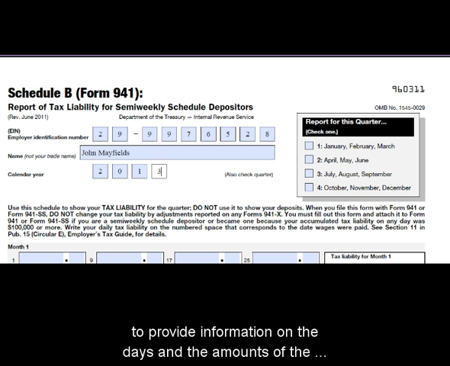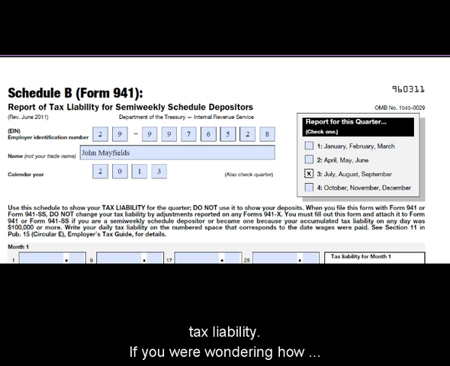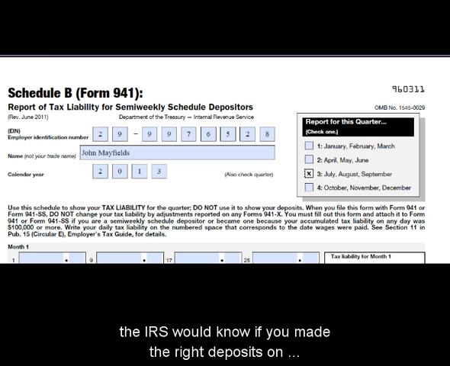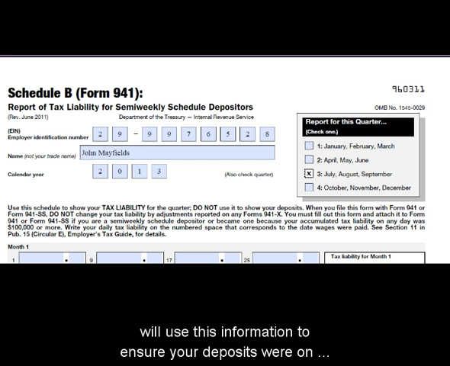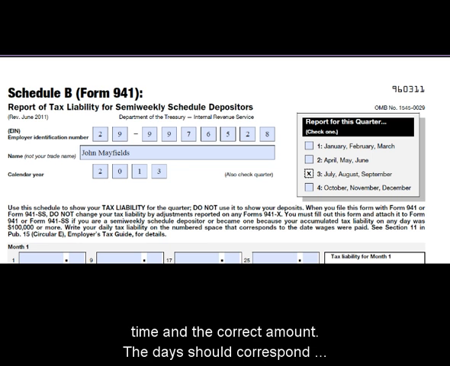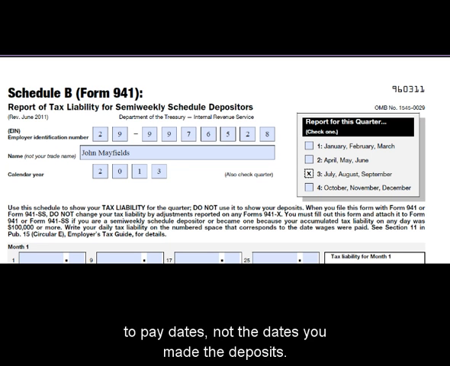The purpose of Schedule B is to provide information on the days and the amounts of the tax liability. If you are wondering how the IRS would know if you made the right deposits on time, this is where you would report the pay dates, and they will use this information to ensure your deposits were on time and the correct amount. The days should correspond to pay dates, not the dates you made the deposits.